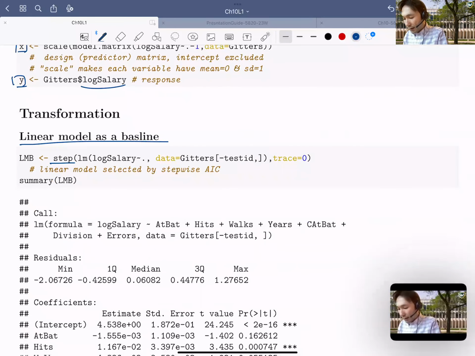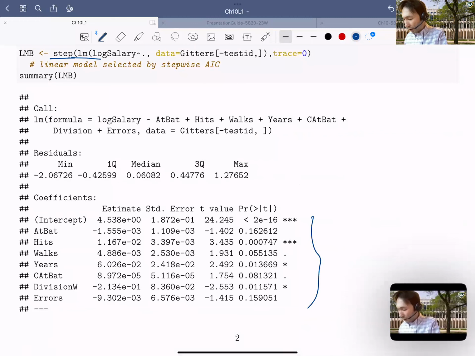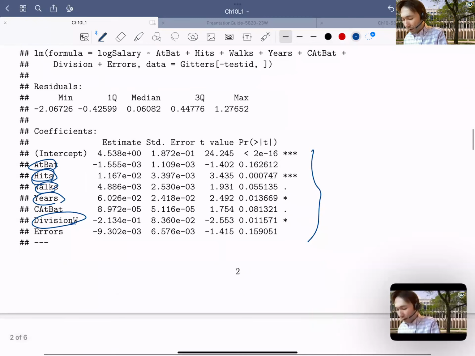And the baseline: a linear model with the step function. And these are the selected variables. It's pretty good. Actually, 4 of the 8 selected variables are significant. AtBat has a negative coefficient, which is strange. Number of hits: more hits, a better player. And walks. Hits are the most important variable. The number of years also affects it: the longer they played, the higher the salary is. Division, Western or Eastern, is another variable which may affect it.